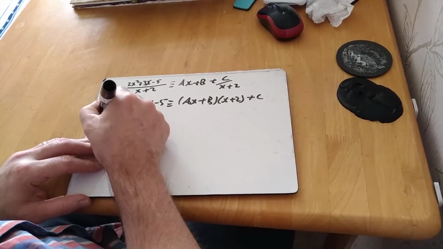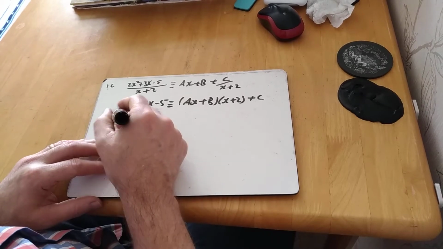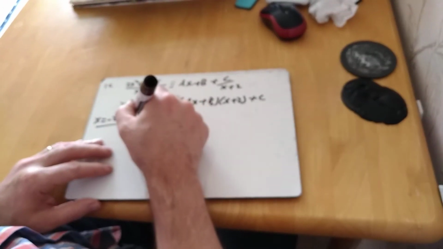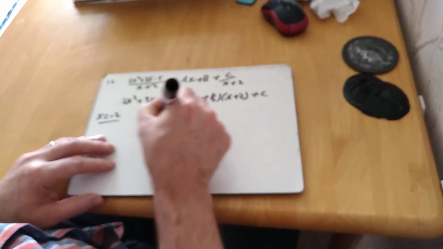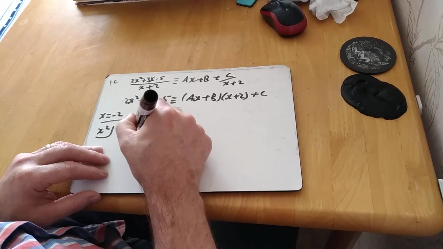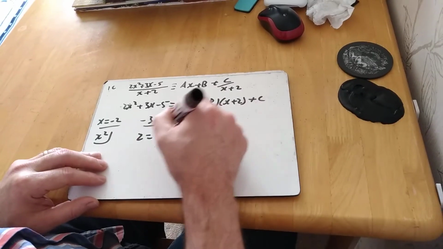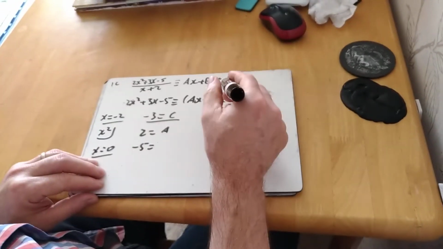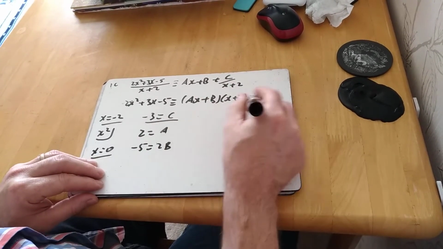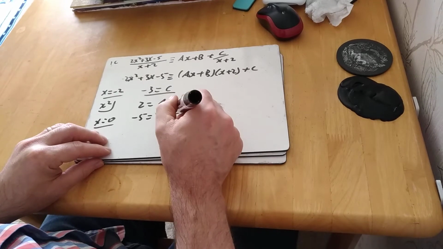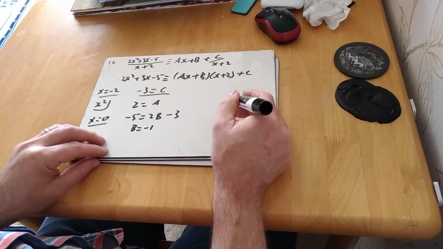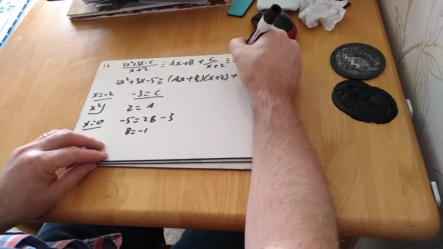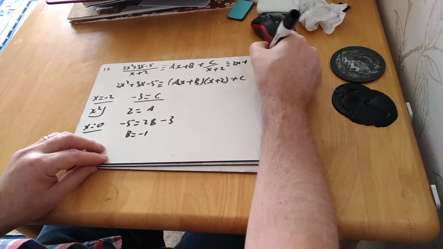x value to make the bracket equal 0, x equals minus 2. Be careful with minuses. I've got plus 4 times 2, 8, minus 6 minus 5, 8 minus 11, minus 3 is equal to c. Match up coefficients of x squared: 2 equals a times x times x, so a is 2. And x equals 0 to get the b term: minus 5 equals 2b plus c, which is minus 3. 2b equals minus 2, b equals minus 1. So my answer then becomes equivalent to 2x minus 1, and then minus 3 over x plus 2.